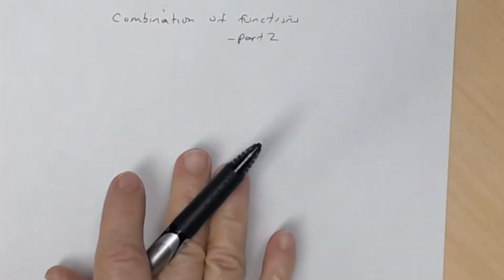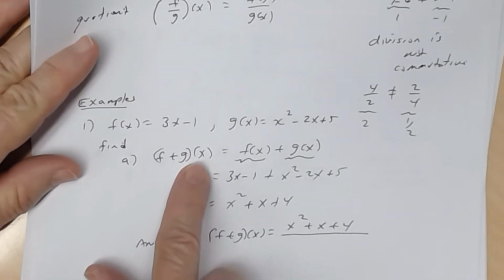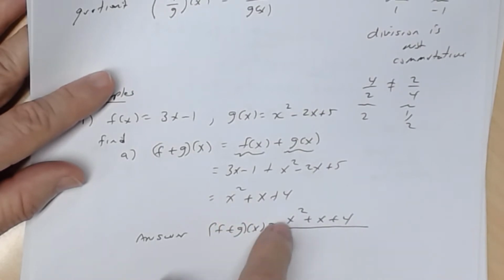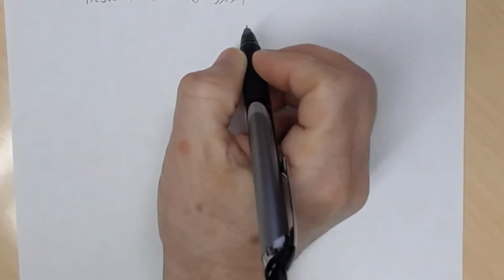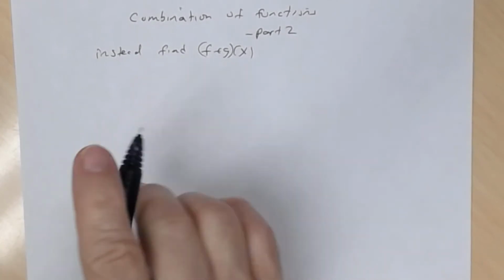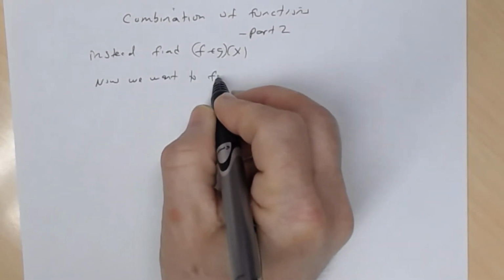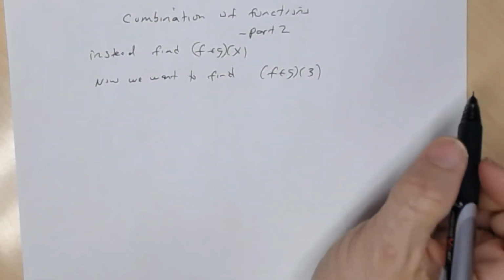All right, now what's going to happen in part two is this. So remember in part one, I added these two functions at x, and notice that when I did that, I got this variable expression, right? So I got this new function that had variable terms. Now what's going to happen here is this. Instead of me asking to find f plus g at x, let's say, oops, sorry. So instead of finding this, we're now looking at we want to find f plus g at, let's say, 3. Okay, so that's what we're interested in now.